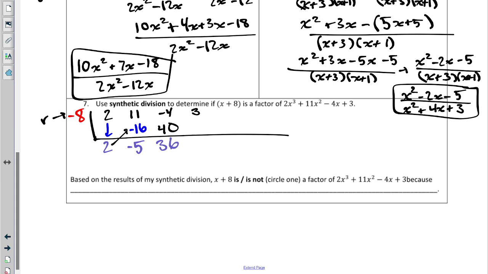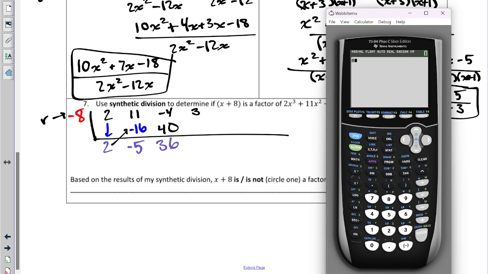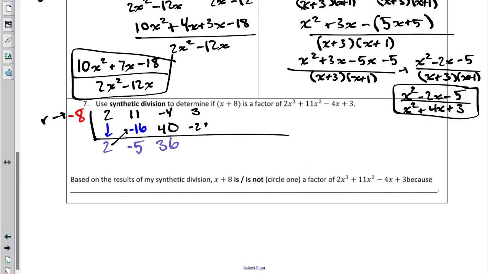Okay? Then we're going to do negative 8 times 36. Did I do something wrong? Why does this feel so weird? Why does it feel like the numbers are giant? What did I do wrong? Negative 8 times 2? I feel like I'm right. I don't know. What's 8 times 36? Negative 8 times 36? Negative 288? What? And then we add those together and we get negative 285 as my remainder.